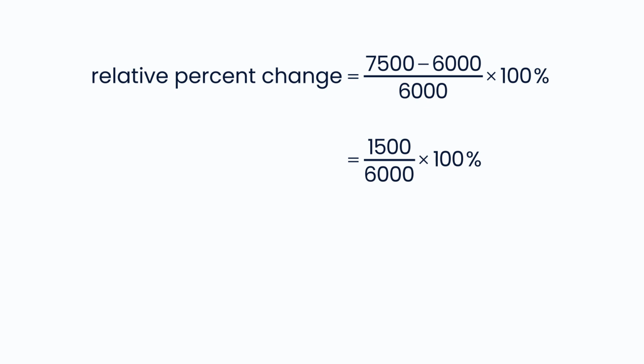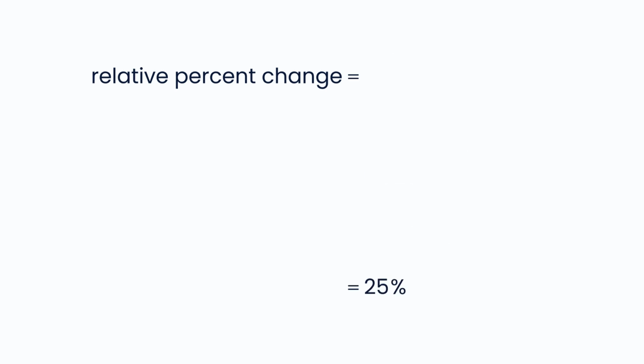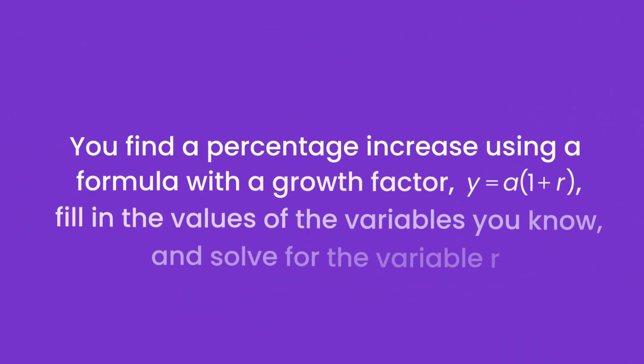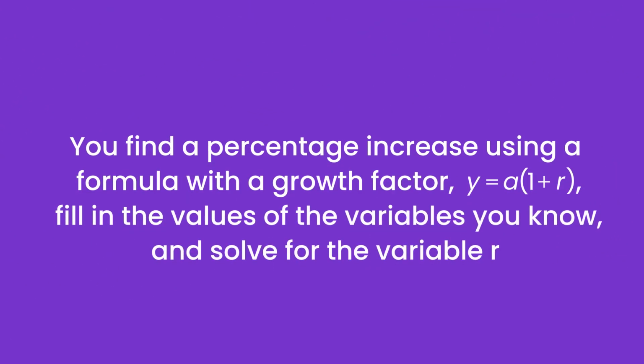1,500 divided by 6,000 is equal to 0.25. And 0.25 times 100% gives you 25%, which is the same answer. You find a percentage increase using a formula with a growth factor. Y equals a times the quantity 1 plus r. Fill in the values of the variables you know, and solve for the variable r.